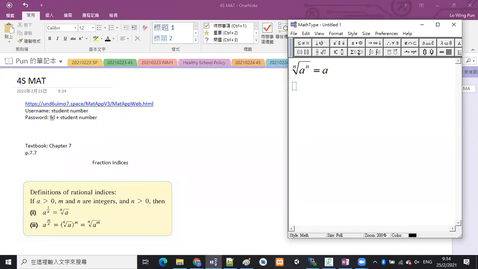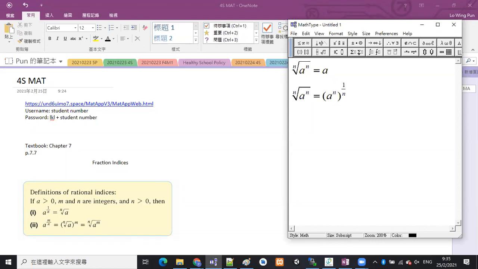Okay, and I also introduced you that the surd form, the root form, this symbol, is actually not convenient for you to do calculation. But what is more convenient for you to do calculation is to change this surd form, this nth root, to be a fractional index. So that is power 1 over n.